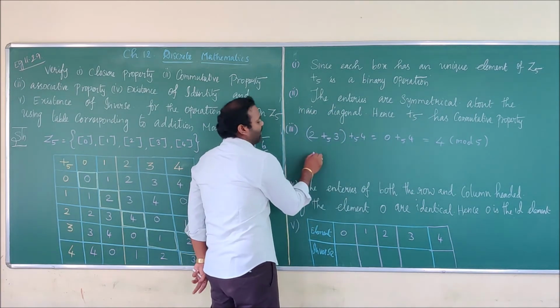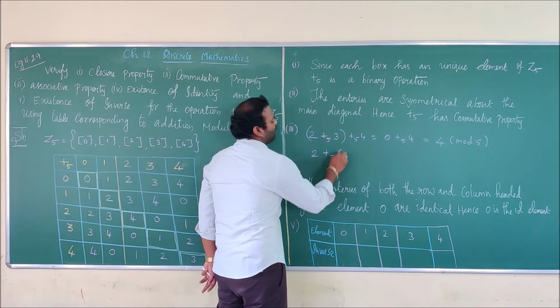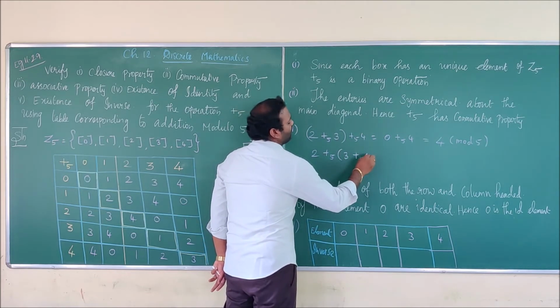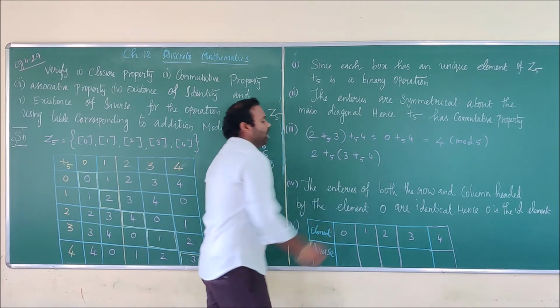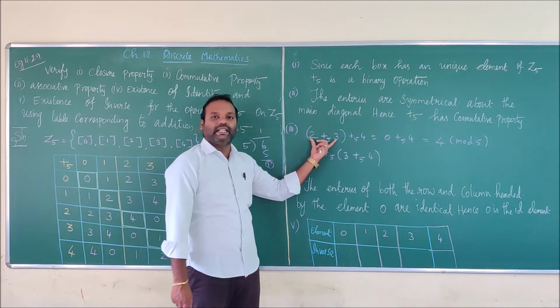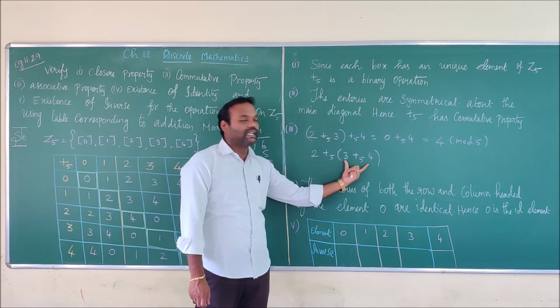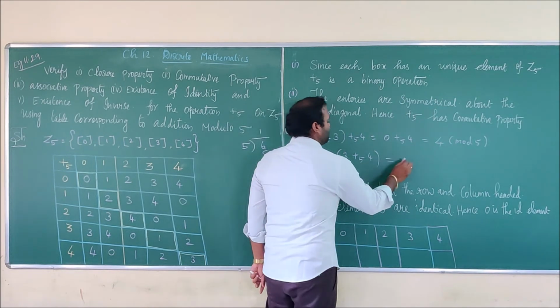Next, change the bracket: 2 under addition modulo 5, (3 plus under addition modulo 5 4). So the only change is the bracket. Here I have used the first 2 numbers, and here I have used the last 2 numbers. Let me check the answer.